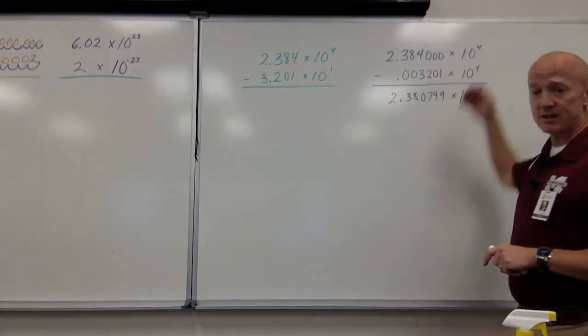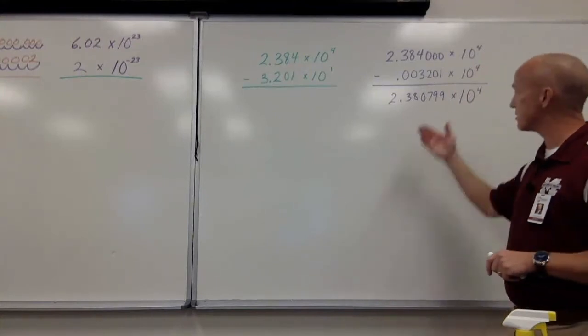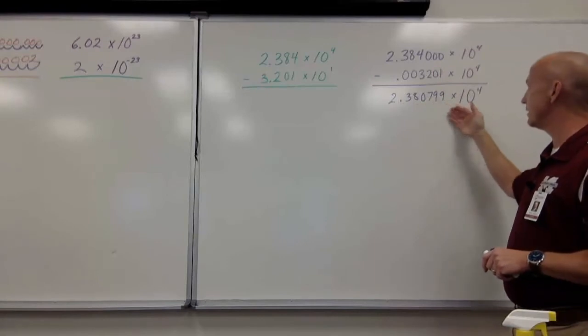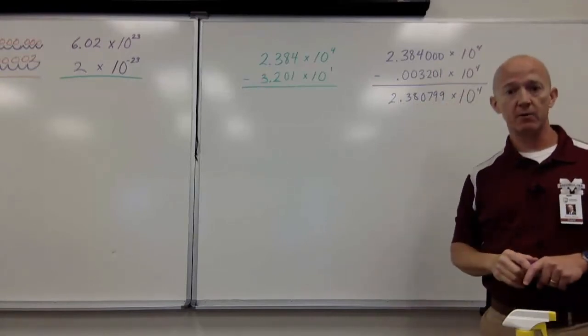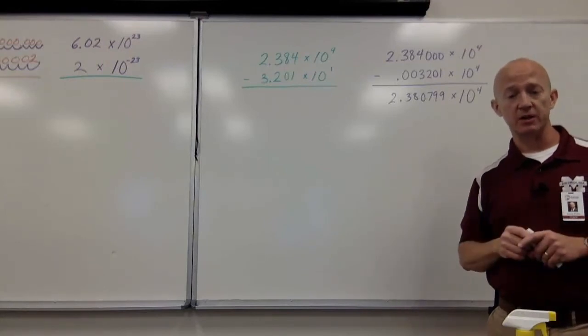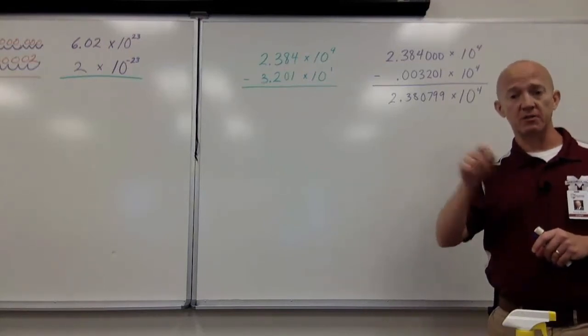So once I have apples and apples, it's easy enough to subtract this. I get an answer of 2.380799 times 10 to the fourth power. So there you go. That's how we add and subtract numbers that are in scientific notation. Let's do some multiplication and division now.